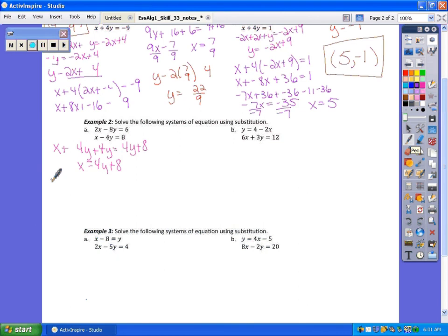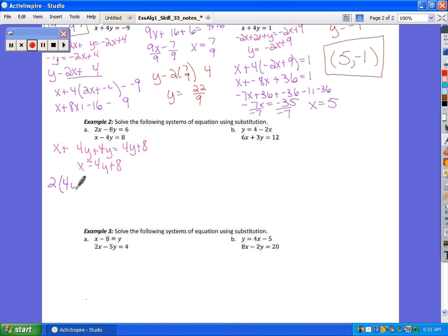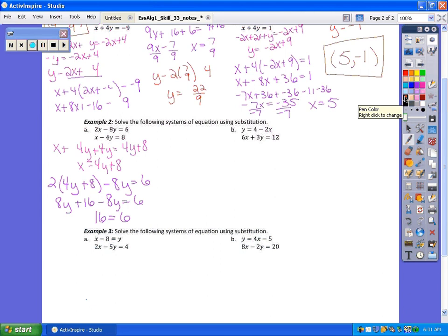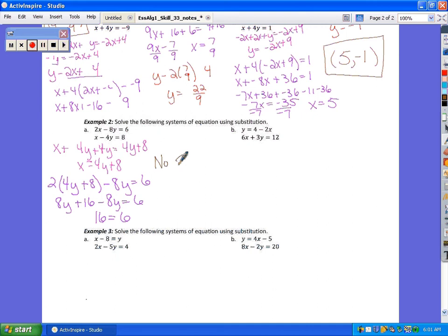So 2 times 4y plus 8 minus 8y equals 6. So 8y plus 16 minus 8y equals 6. And 8y and a negative 8y is 0, so the variables drop out, and I get 16 equals 6. Now that is not a true statement. So as we learned in a previous lesson, the answer to this is no solution.